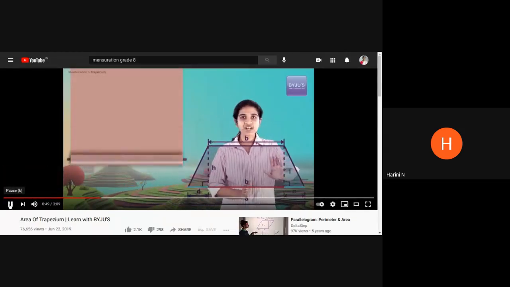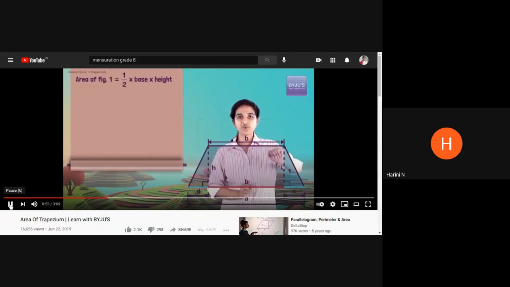Let's find the area of this triangle. What is the area of this triangle? Half base into height. Write it down now. The area of figure 1, which is the triangle shown there. Please write it down. I'm giving you this time so that you can write it down. Hurry up, please. We have only another 5 minutes. We'll quickly finish this trapezium and get back to the problems in the next class.